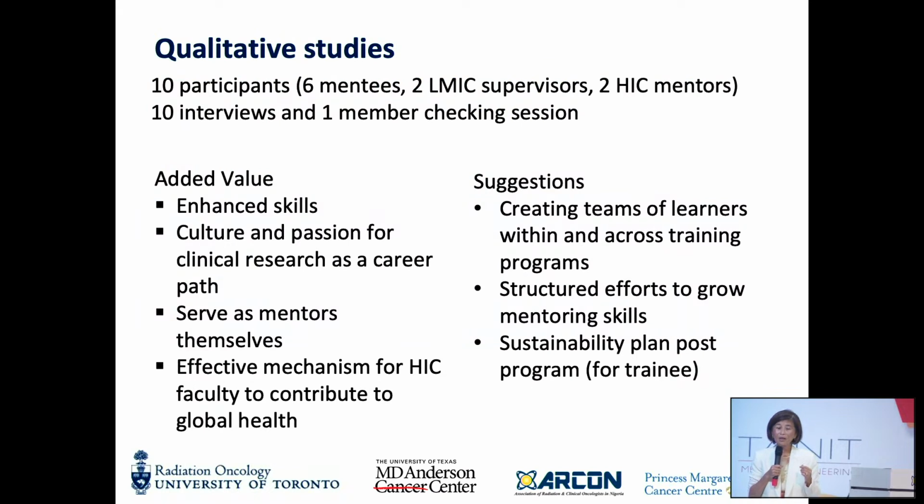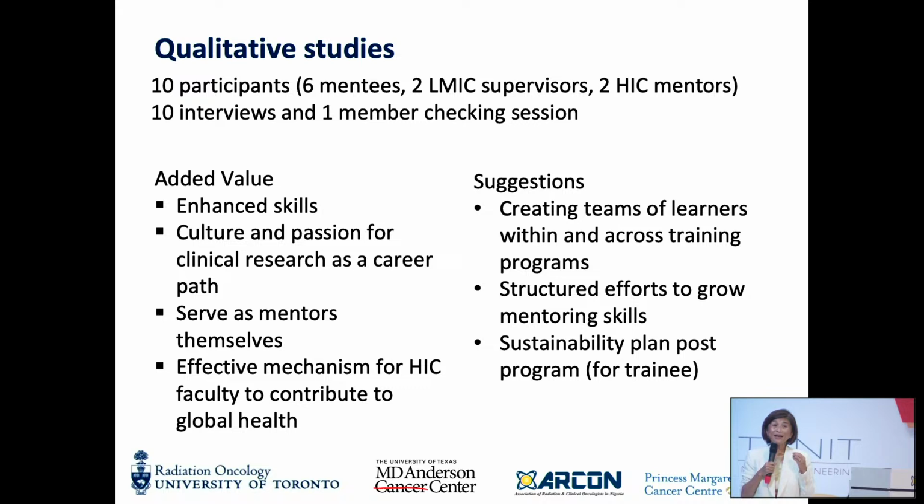We also conducted a qualitative study. We surveyed as well as did focus groups with mentees, supervisors, and mentors, and asked them, what did you learn and how can we improve? All of them endorsed that it enhanced their research skills, but more importantly, the culture and passion for clinical research as a career. They also tell us that because of that experience, they know what a good mentoring experience is and want to give back to the next generation.